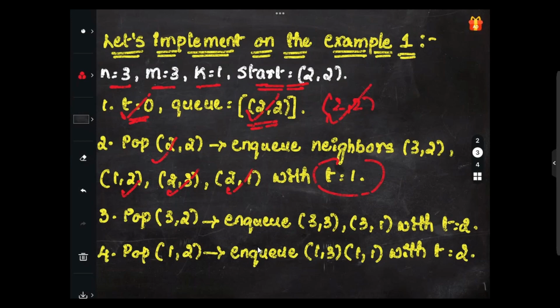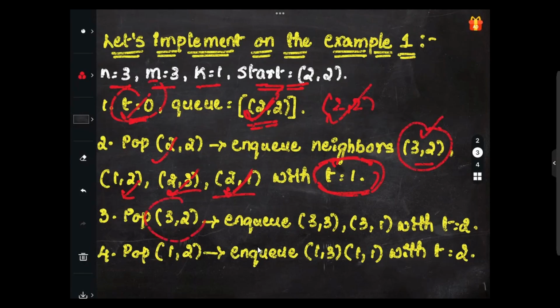I'm doing this one directly. So we are popping 2 comma 2 first, because in the start we have been given 2 comma 2. We'll enqueue the neighbors 3 comma 2, 1 comma 2, 2 comma 3, 2 comma 1 when t equals 1. Initially t was 0, and when t is 1, we are popping 2 comma 2 and enqueuing all of its neighbors. I have checked, you can check if you want. So next step, the first cell we have here is 3 comma 2.